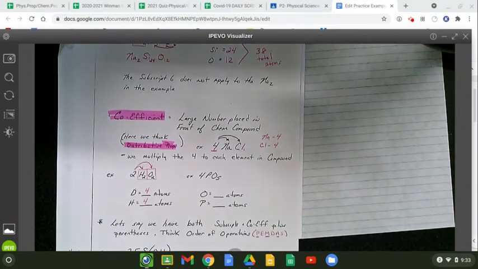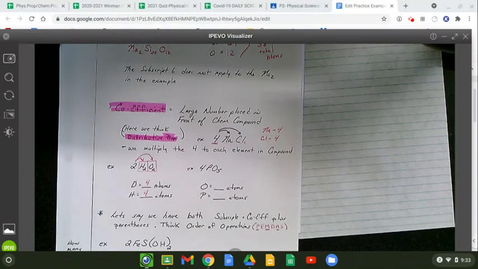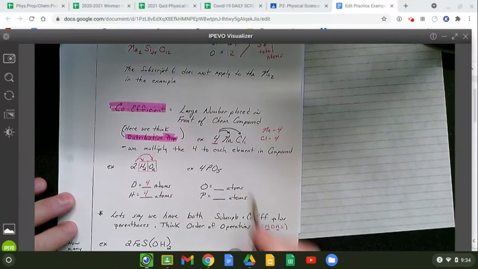Now, some years this is going to seem very easy, picking it up quick. Others, the more practice we do, the easier it'll be. But this is going to be a key part to balancing chemical equations, which is going to be the next step of this process. All right, here's another example.